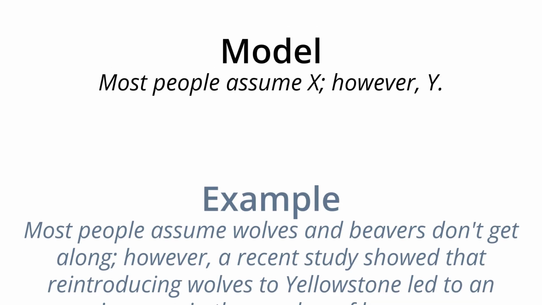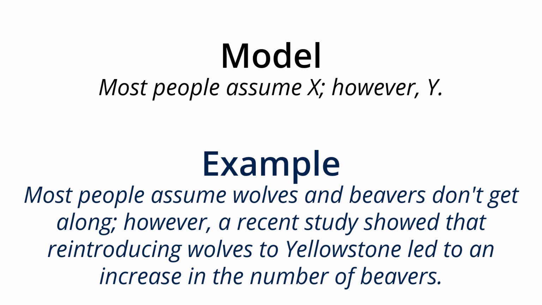For this reason, causal thesis statements are argumentative rather than factual, and good ones may seek to challenge rather than to confirm accepted belief. A thesis statement in a cause and effect paper may look something like this. Most people assume X, however, Y. For example, most people assume wolves and beavers don't get along. However, a recent study showed that reintroducing wolves to Yellowstone led to an increase in the number of beavers. Causal analysis provides an opportunity to do more than just state the obvious.